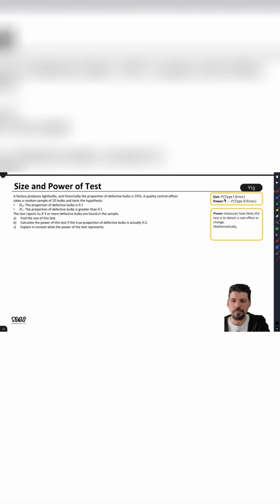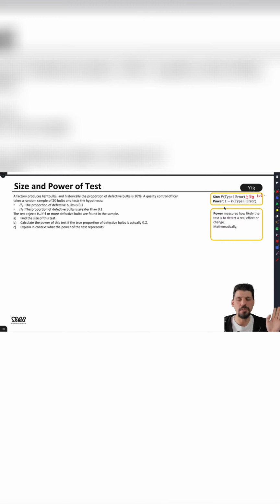Right, now, just key terminology that we need to know. The size of a test is the probability of a type 1 error. And again, quite often, it's the significance level. Now, the power is 1 minus the probability of type 2 error, i.e. the probability of not making a type 2 error. Basically, it gives you how sensitive it is, all right? And you want to have an idea of how sensitive your test is, right?